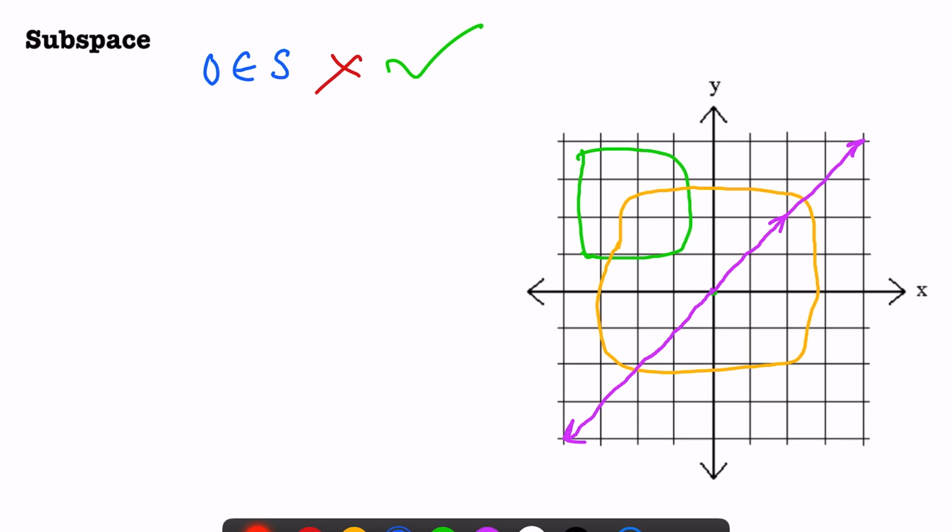Similarly, we can see that if we take two vectors in this subset, one is this one and one is this one, and try adding these two, the addition also is not closed in this subset. So this is not a subspace.